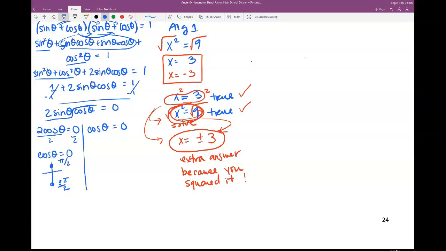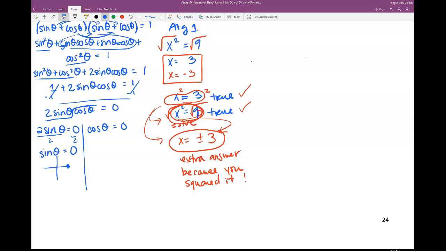Oops, I'm sorry, that's 2 sine of theta. My bad, change that. So that means my answer is going to be different here. Sorry, I jumped the gun. The cosine's on the other side. So this is 2 sine of theta. 2 sine of theta equals 0.